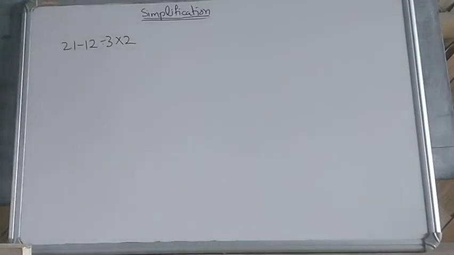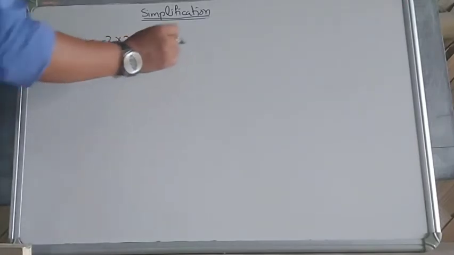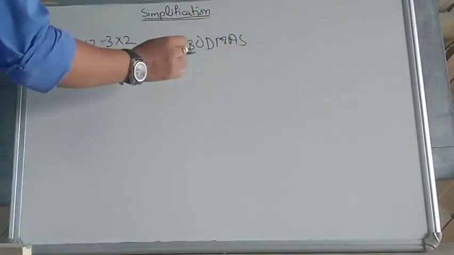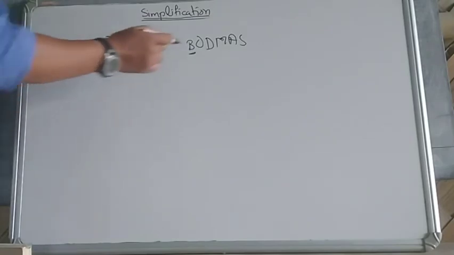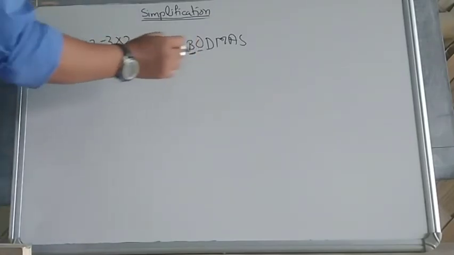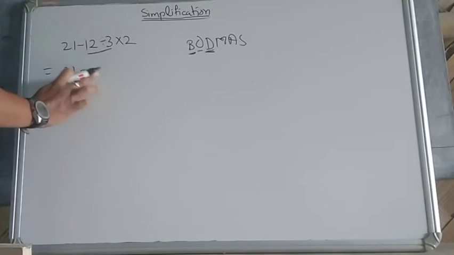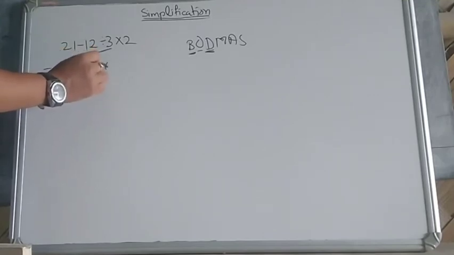Suppose we have one question. This is our question. Now, according to the BODMAS rule, first we'll go to BODMAS. Now B stands for bracket, we do not have. O, we do not have of also. Divide, D, divide. So divide we have between 3 and 12. So 12 divided by 3 is 4. So it becomes 4 into 2.